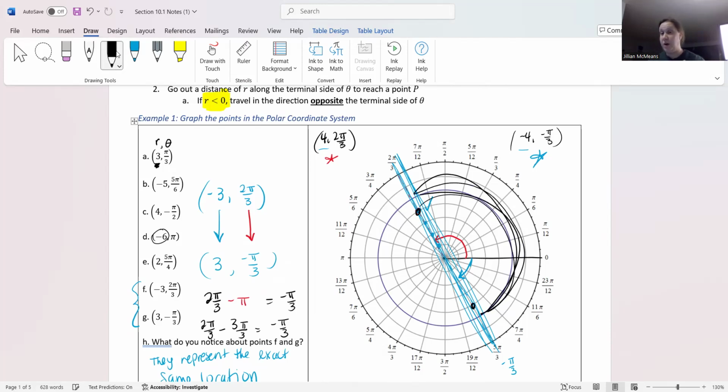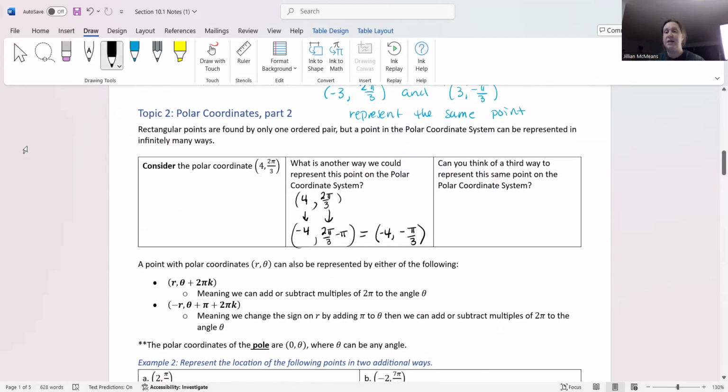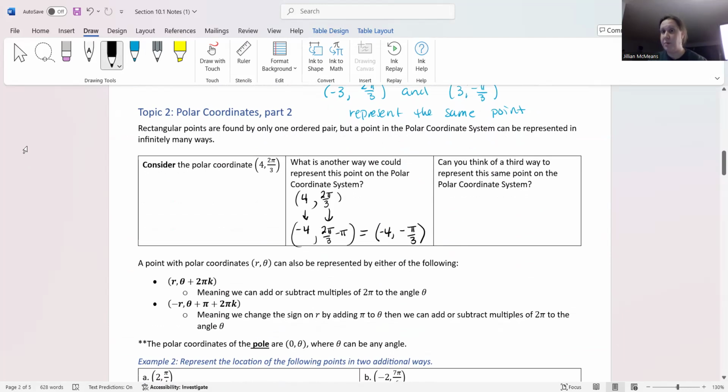So if we're not going to change the value of r, if we're going to keep r the same, we would need to go around a full 2 pi radians in either direction, add or subtract. So down here, it says, can you think of a third way to represent this exact same point? So we started out with 4, comma 2 pi over 3. Well, let's leave 4 exactly the same, but then let's take 2 pi over 3 and add 2 pi. So one full revolution, okay?